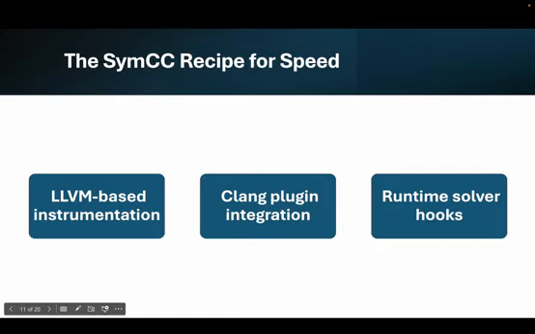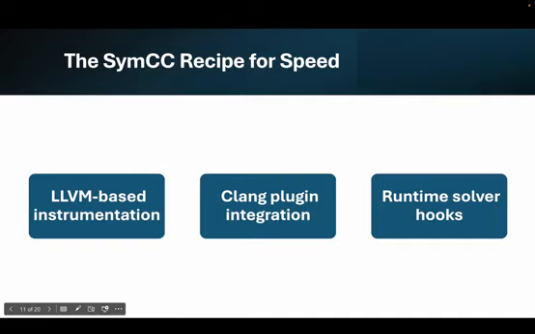Here's how it works in practice. The SymCC team built a Clang plugin that modifies the IR of the program at every branch instruction, like if statements or loop conditions. SymCC inserts a small snippet of code that logs the constraint to a symbolic state. For example, if "x is greater than 100" is an if condition, then the value 100 will be stored.